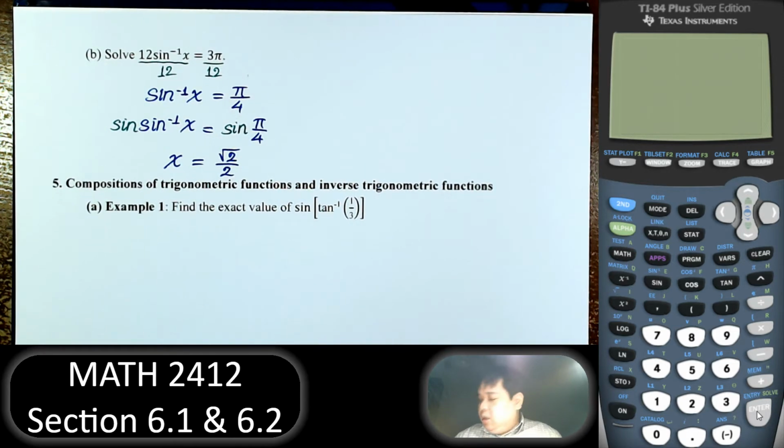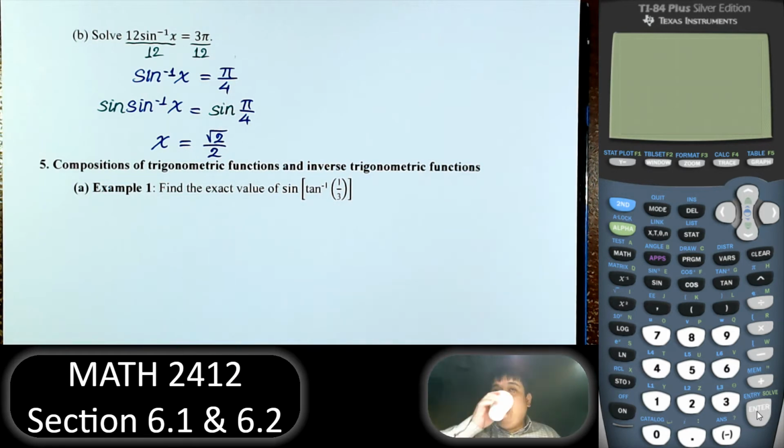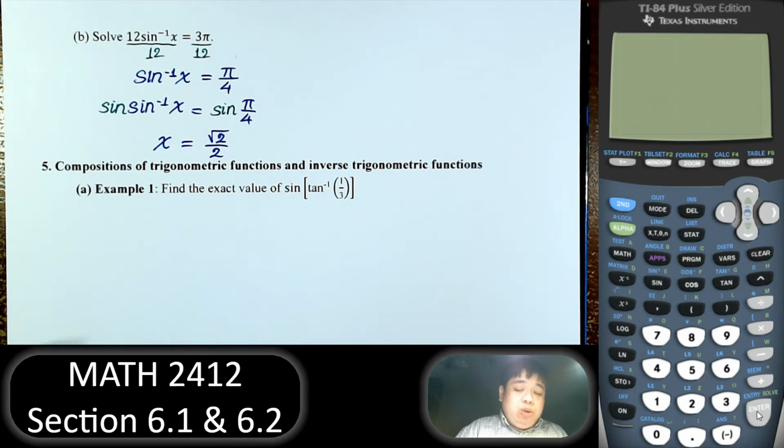Once again, the function cancels the inverse if it exists. The inverse cancels the function only on a certain domain. Right. This is most important to know for this kind of problem. I guarantee that you will see this kind of problem on the test.